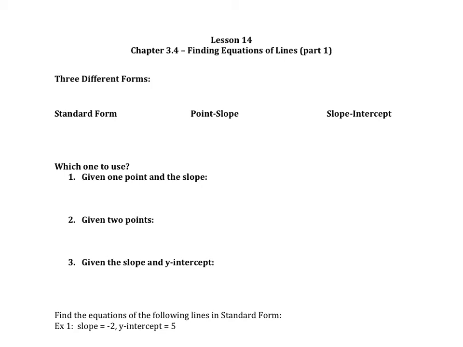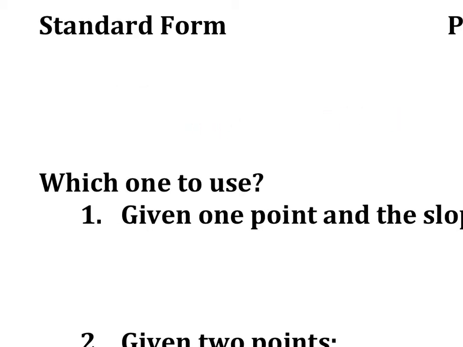We have three different forms for equations of lines: standard form, point slope, and slope intercept. So let's start with talking about the standard form of the line.